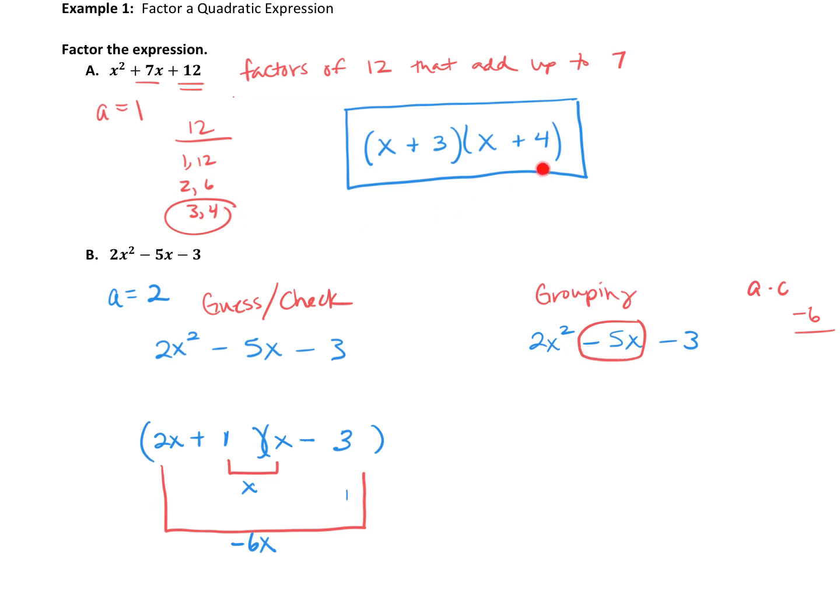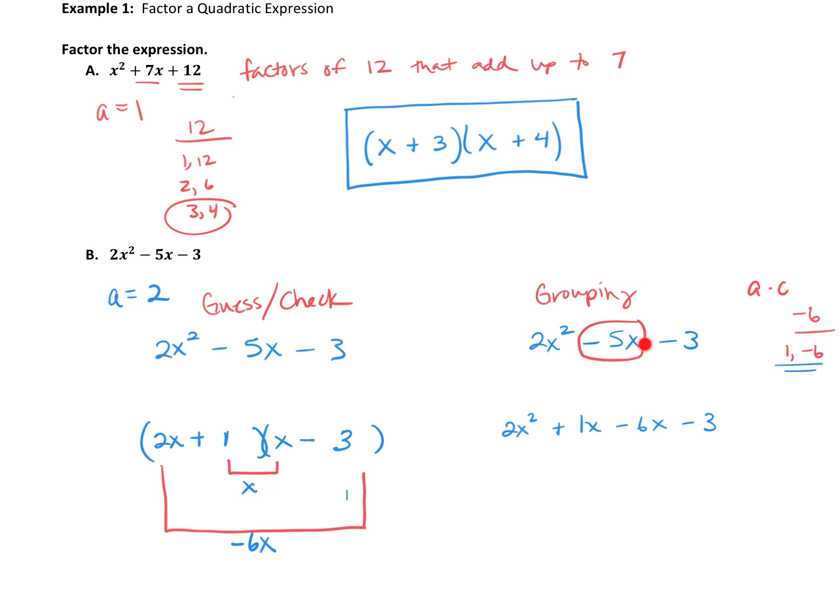This part is going to feel like what we did up here. Factors of negative 6 that add up to negative 5. We have, I don't know, how about 1 and negative 6? 1 times negative 6 is negative 6, and 1 plus negative 6 is negative 5. All right, so now what we do is we rewrite our trinomial. The 2x squared stays the same. Instead of writing minus 5x, I'm going to use these terms. I'm going to say plus 1x minus 6x, and then that minus 3 carries down.